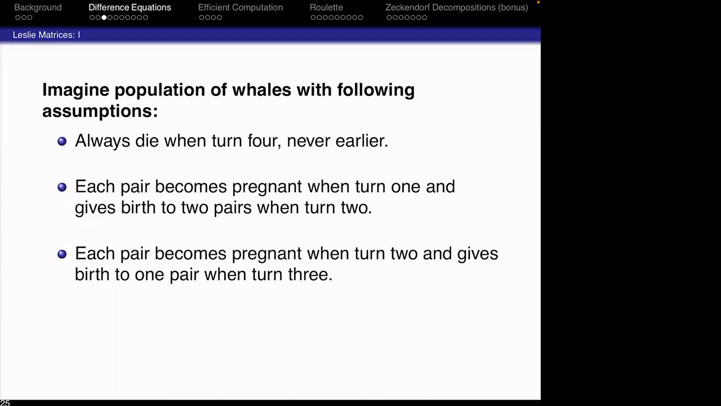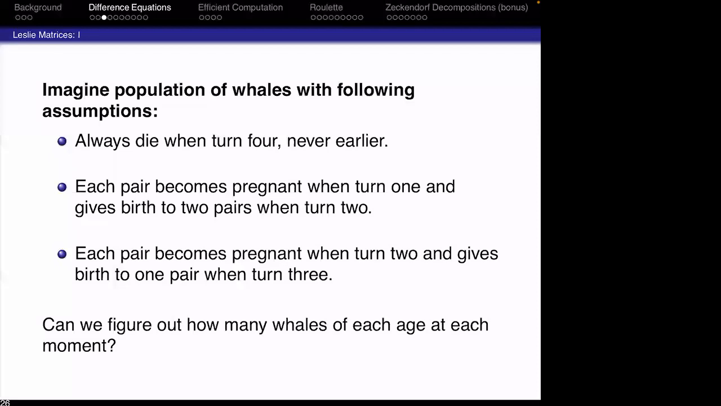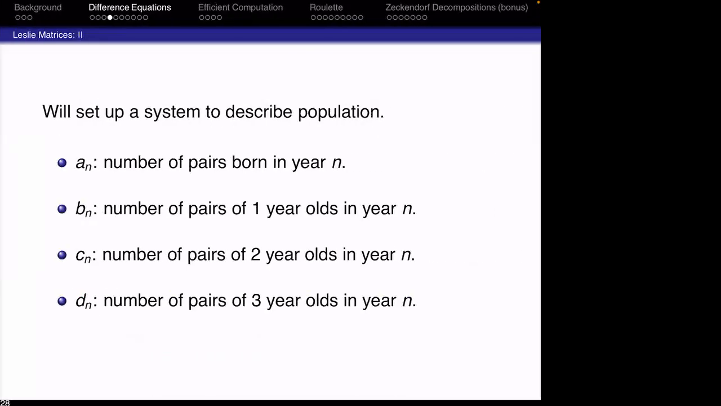Can we figure out how many whales there are of each age at each moment? Of course. As long as I tell you how many whales there are of each type, I have rules that tell me how many new whales will be born and how many whales will die. So it's a very simple deterministic process. That doesn't mean I can immediately tell you how many whales there will be 1 million time steps from now. It might be very hard to do that, but in principle, I can just keep iterating.